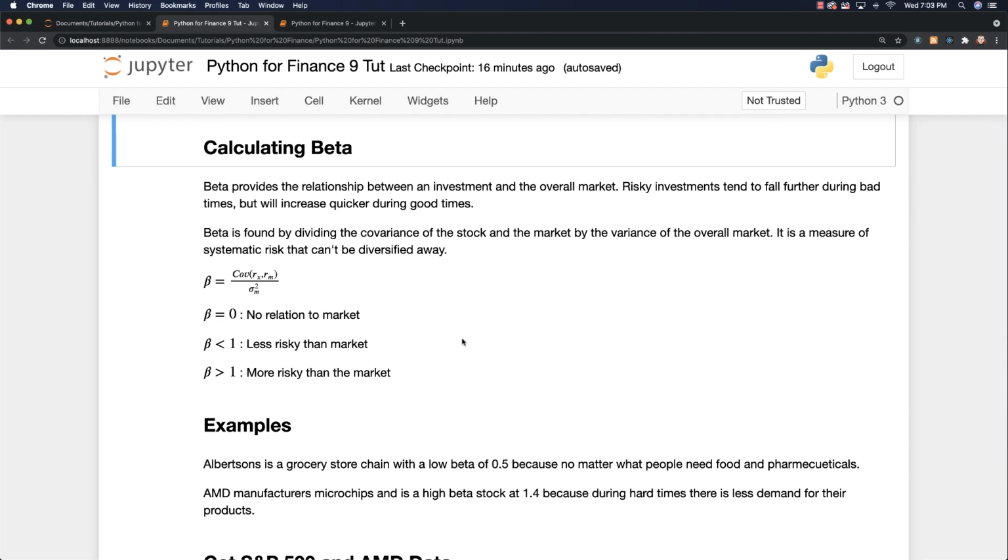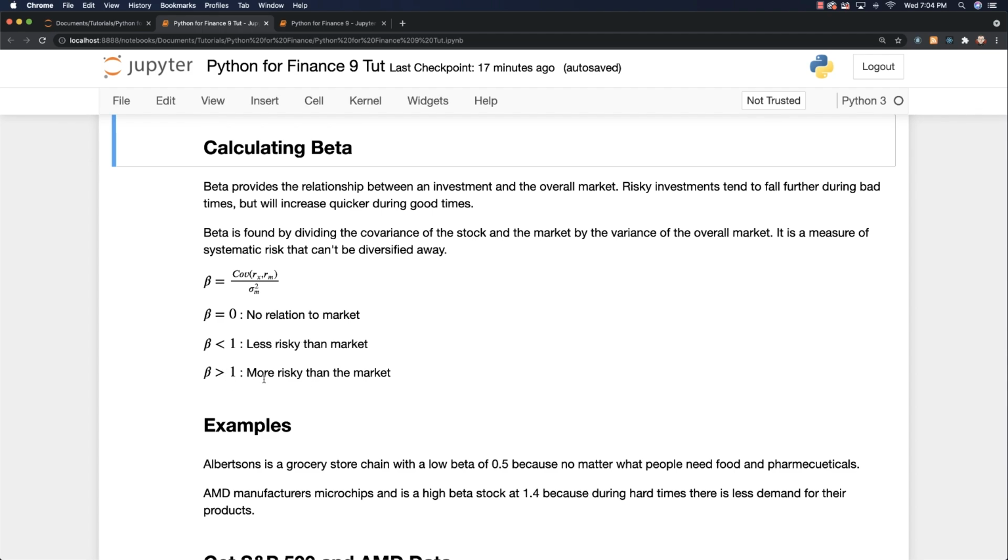Now, risky investments tend to fall further during bad times, but of course, they tend to also rise more dramatically during good times. And beta is found by dividing the covariance, which I talked about previously numerous times, of the stock and the market by the variance of the overall market. And it's a measure of systematic risk that can't be diversified away, if you don't remember. So if you have a beta equal to 0, that means there's no relation to the market. Less than 1 means it is less risky than the market.